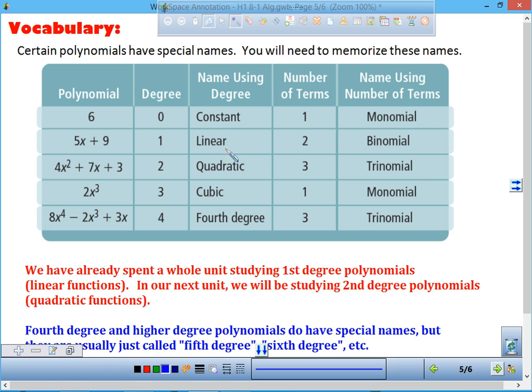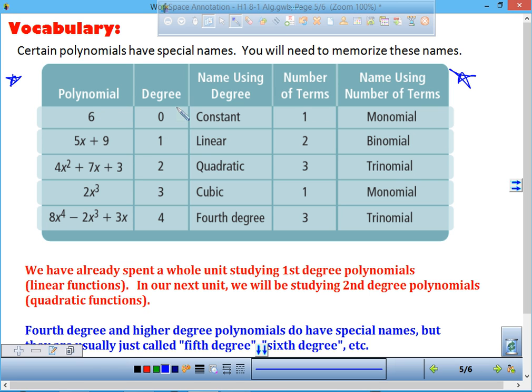Okay, make sure we're going to be naming these, okay? So make sure you know how to name. Okay, this would be a good table to make sure you know where it is at. Okay, always name by degree and then term. So if it's got a degree of 0, it's a constant. And if it has a term of 1, it's a monomial. So this 6 is a constant monomial, would be the name.